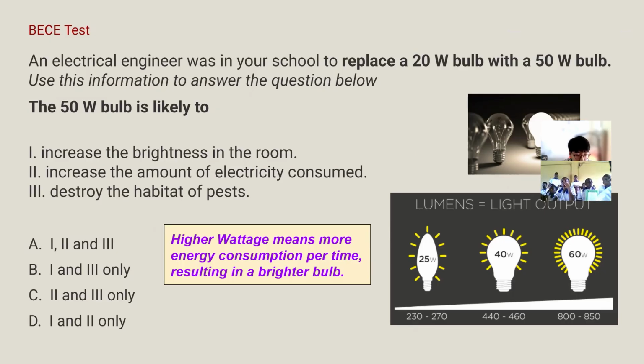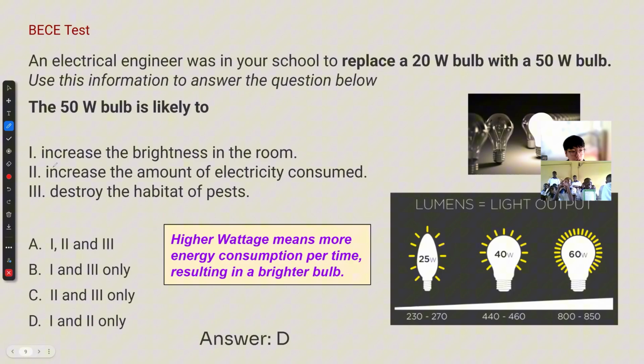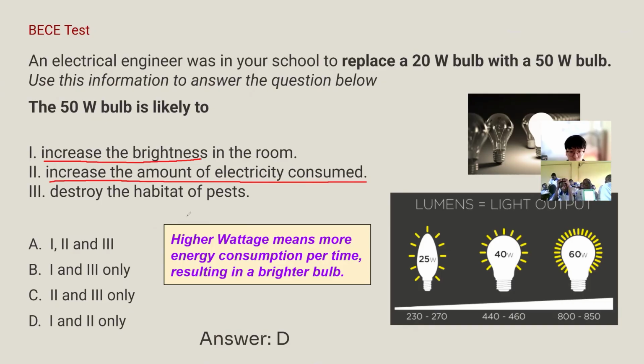B. So let's look at B. It says 1 and 3 only. So 1, increase the brightness of the room. That is right because it has more power. It is brighter. But 3, I don't think it really destroys the habitat of pests. So the answer would be D. If you said D, that is correct. It's 1 and 2 only. It increases the brightness and increases the amount of electrical energy consumed. Okay.